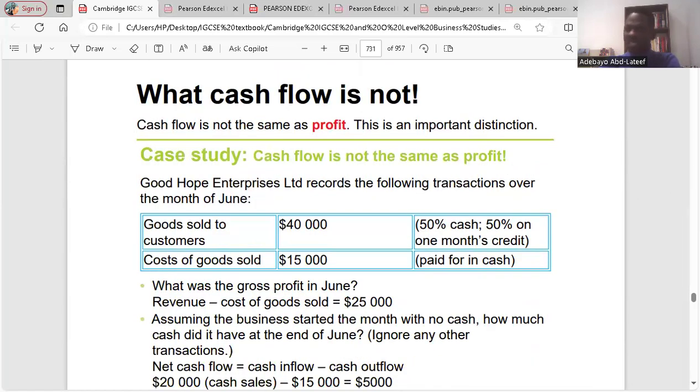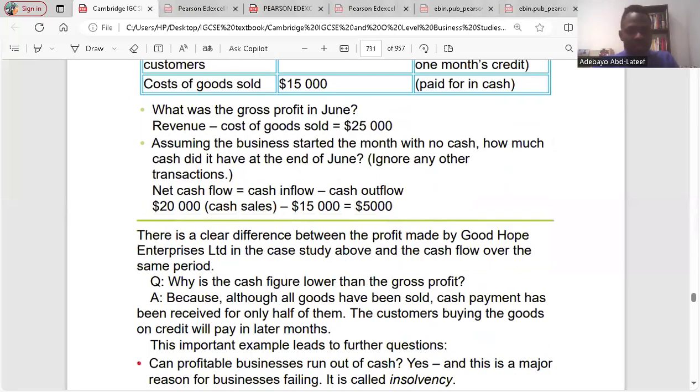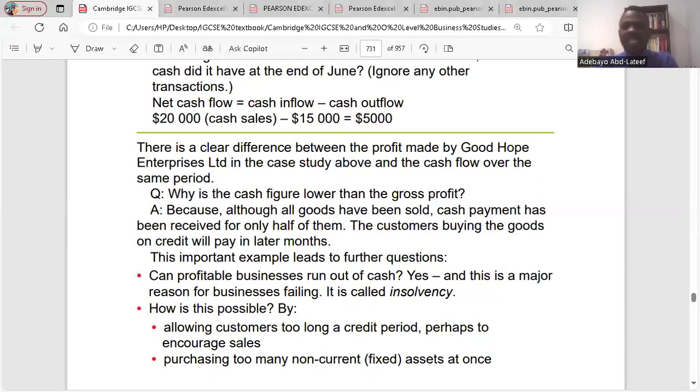What cash flow is not? So cash flow is not the same as profit. This is an important distinction. So cash flow is cash in and out, money spent and money received. That is cash flow. It does not mean profit. Though, at the end of it all, cash inflow, which is part of our revenue, and cash outflow, which is part of our expenditure, would bring about profit. So there's a clear difference between the profit made and cash flow.